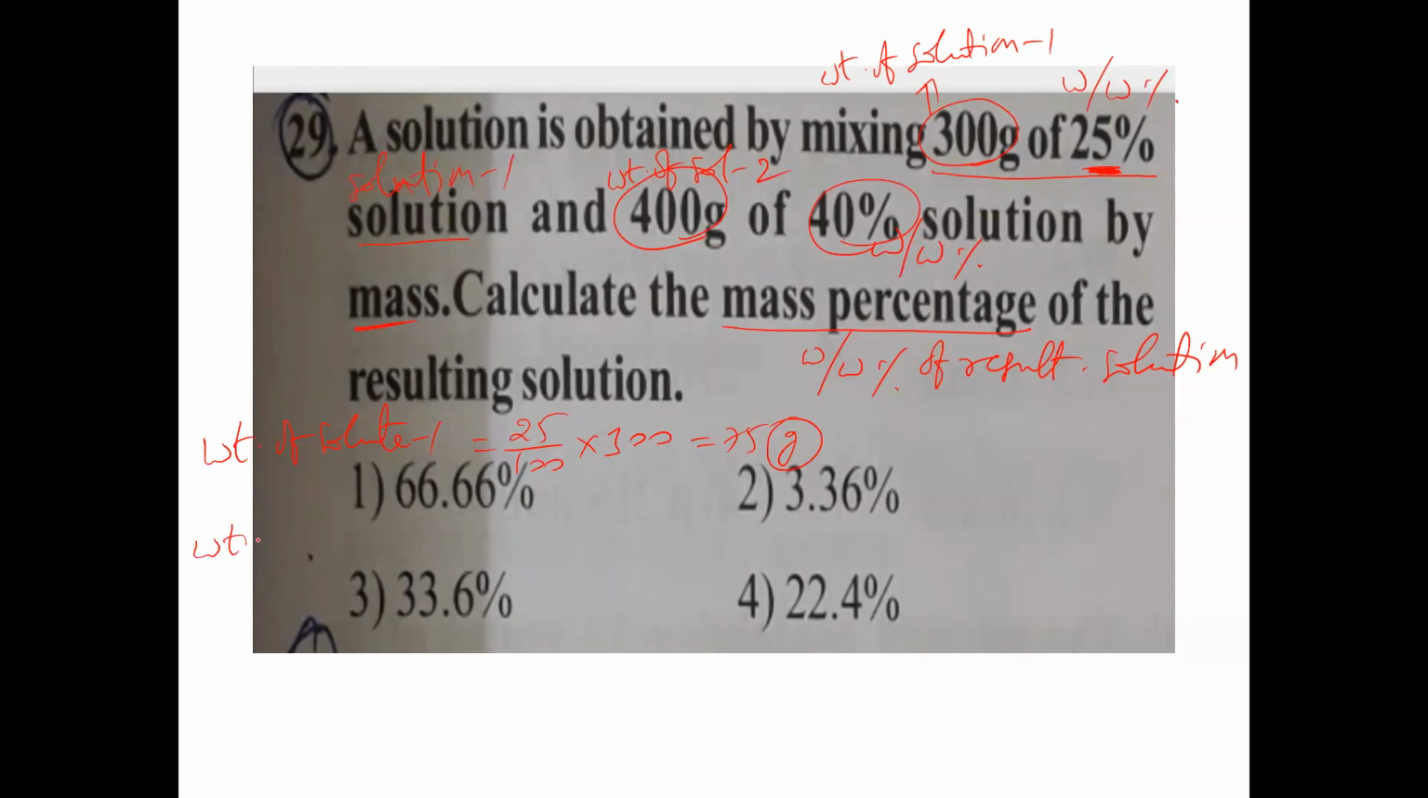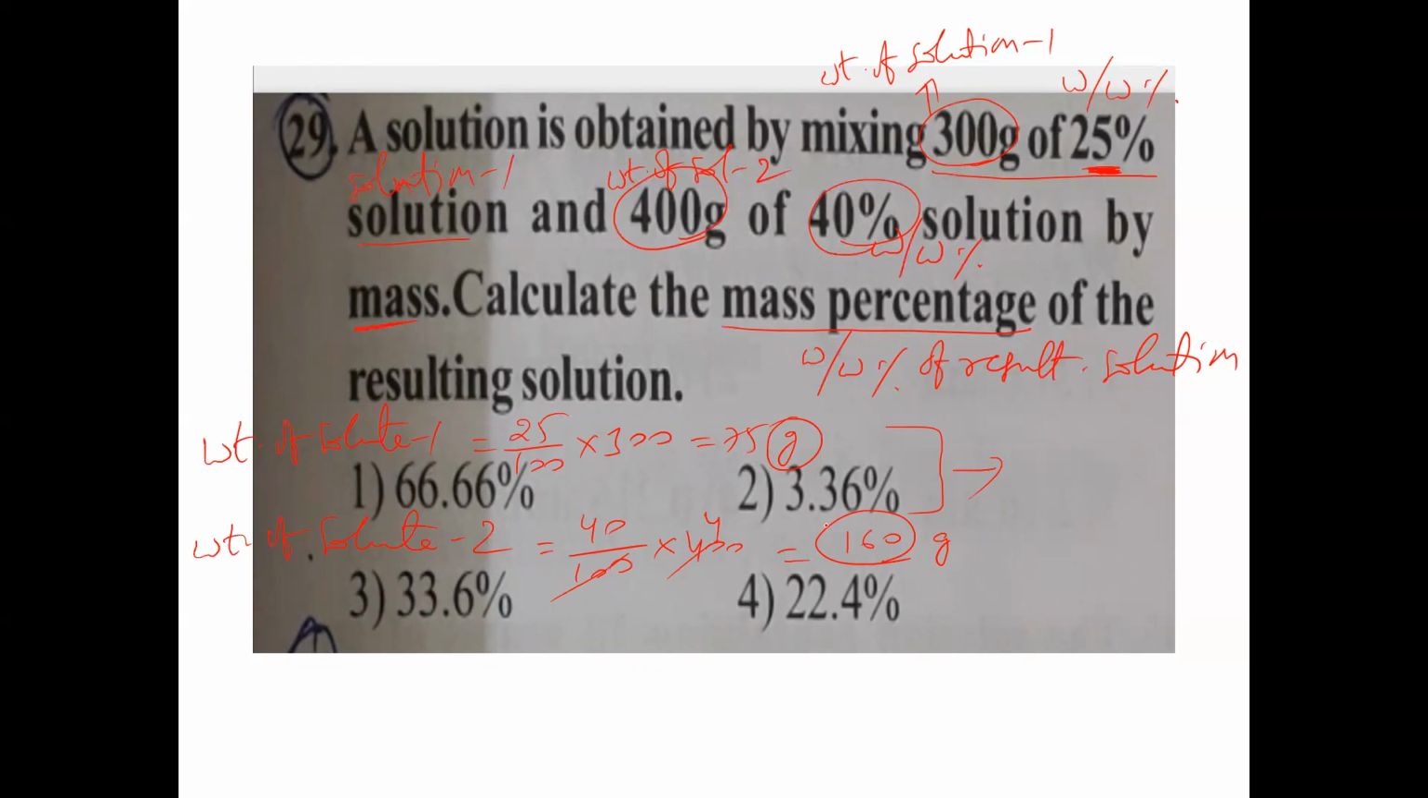And the weight of the second solute. Weight of solute 2 is equal to what? What is the weight percent of the second solution? 40%. Percent means per hundred. Into the weight of second solution, 400. So 4 into 40, 160 grams. 160 grams of second solute. Now add these two, 160 plus 75, will be the total weight of solute.